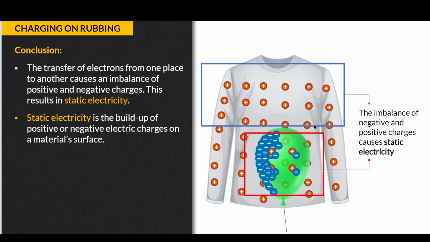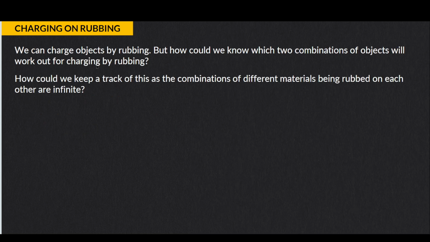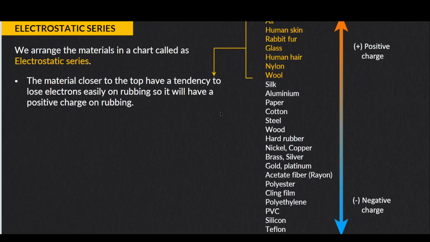material surface. So we can charge objects by rubbing, but how could we know which two combination of objects will work out for charging by rubbing? Because it's not like all the combinations are going to work. So basically we arrange materials in a chart which is called the electrostatic series.